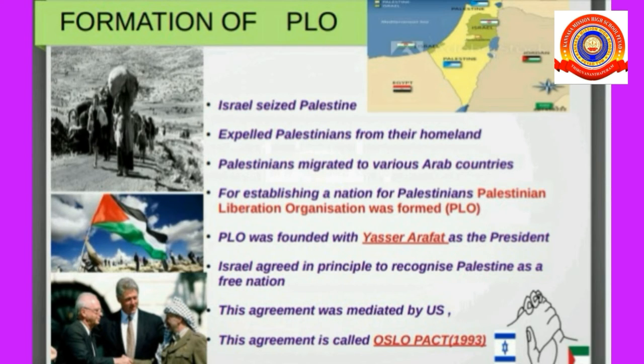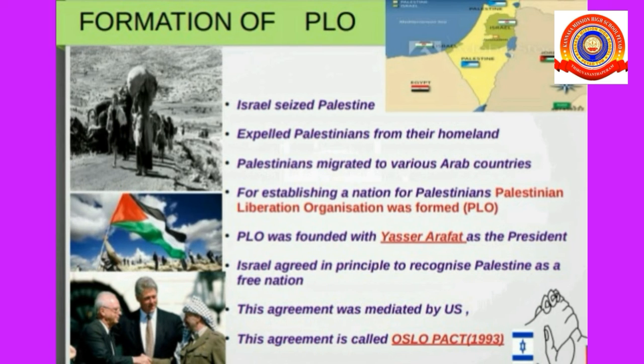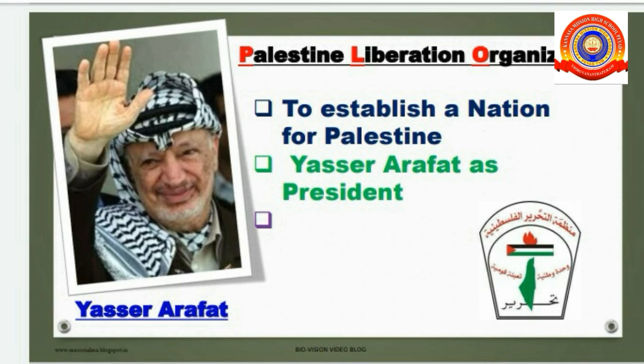Israel seized Palestine, expelling the Palestinians from their homeland. The Palestinian refugees migrated to various Arab countries. In this context, with an objective of establishing a nation for Palestinians, a movement called Palestine Liberation Organization was founded with Yasser Arafat as the president.